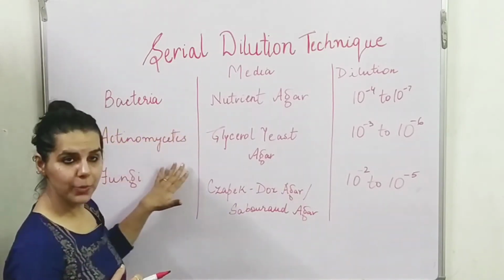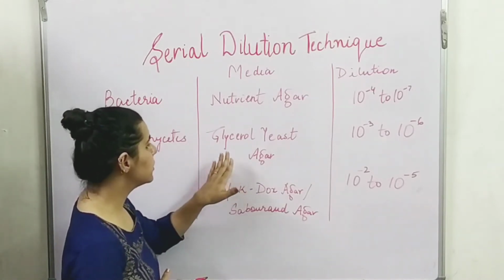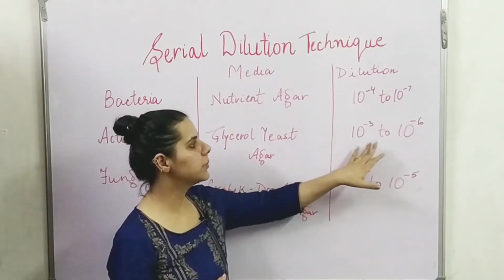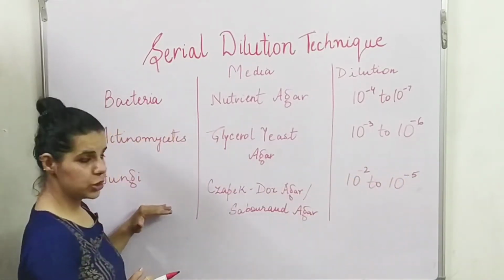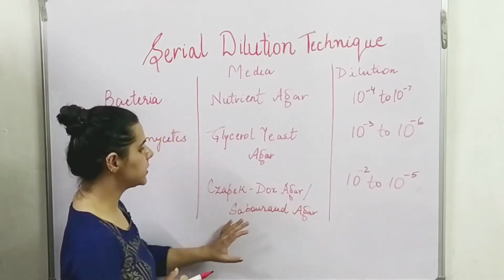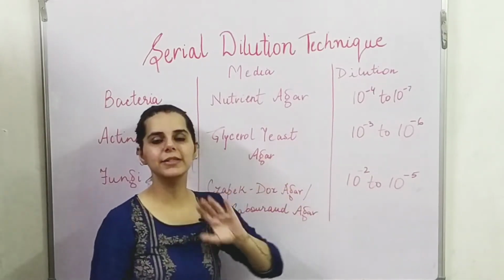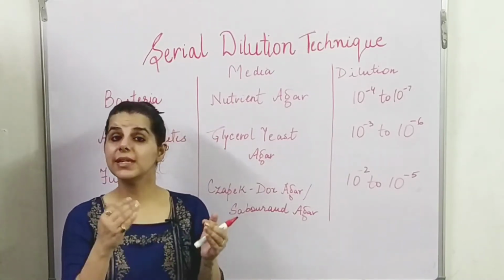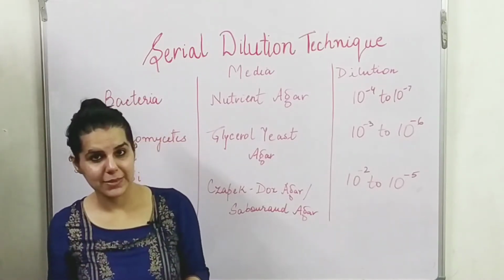Then we have actinomycetes. In case we are interested in actinomycetes, the choice of media which we are going to use is glycerol yeast agar, and the dilutions used are 10 to the power minus 3 to 10 to the power minus 6. And with fungi, we will use Czapek Dox agar, that is CDA, or Sabouraud agar, and the dilutions used are 10 to the power minus 2 to 10 to the power minus 5. Now, the more diluted the sample, the lesser the number of microorganisms and the more isolated the colonies, right?